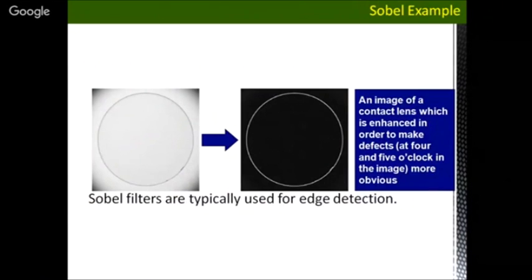Now this shows the Sobel operator applied to a contact lens. This is more tutorial material. This is available in textbooks, but I assumed that image processing is probably not covered by other speakers, so a bit of it is being covered here.